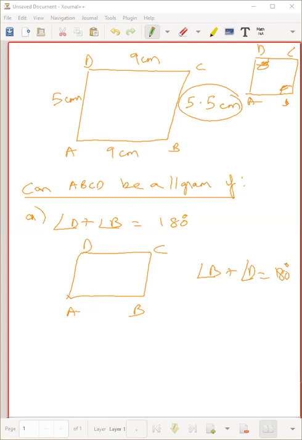Sarah Bastani, are you there? Yes, sir. Tell me, can ABCD be a parallelogram if angle D and B is equal to 180 degrees? What do you think? Say yes or no. No. No, why is that?